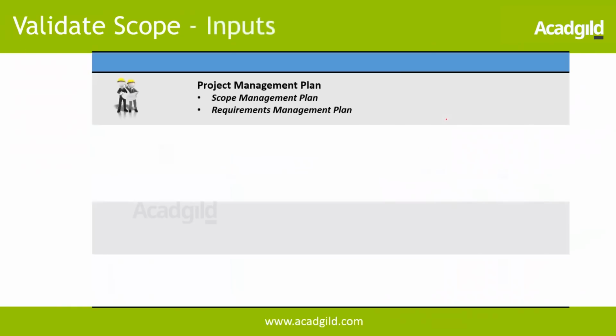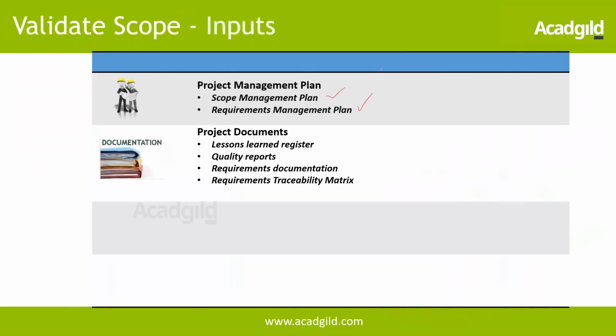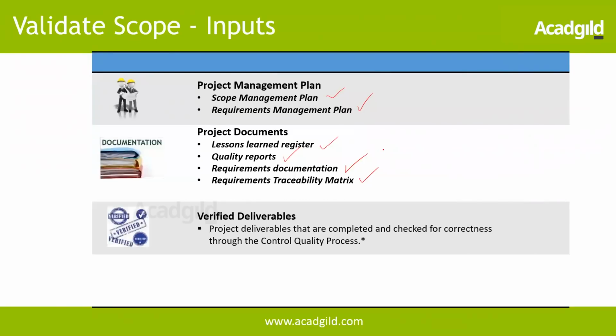So inputs, again, the project management plan. So scope management plan and requirements management plan play a key role. Project documents: lessons learned register, quality reports. We are going to validate the deliverables, so the quality reports will help in defining the quality. Requirements documentation, RTM, for us to ensure that all the requirements are being tracked and monitored and closed. Verified deliverables, project deliverables that are completed and checked for correctness through the quality control process.